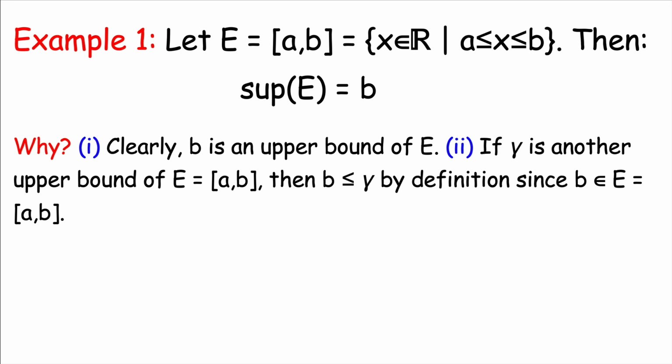Why? Well, clearly to start with, b is an upper bound of E. By definition of E, every element x in E is less than or equal to b. Secondly, if gamma is another upper bound of E, meaning gamma is greater than or equal to every element of E, then b itself would have to be less than or equal to gamma because b is in E. In summary, then, the sup of a closed and bounded interval from A to B is the right endpoint, the largest value in that interval.